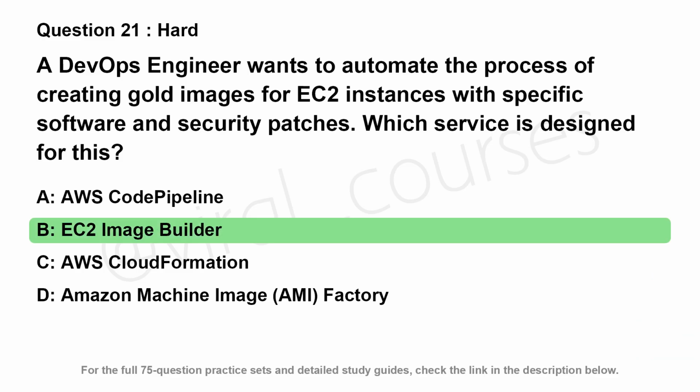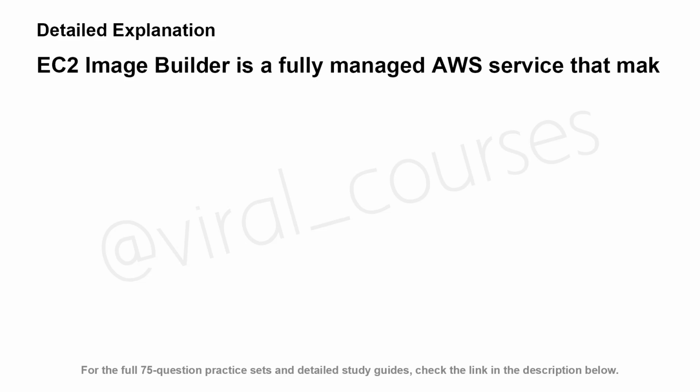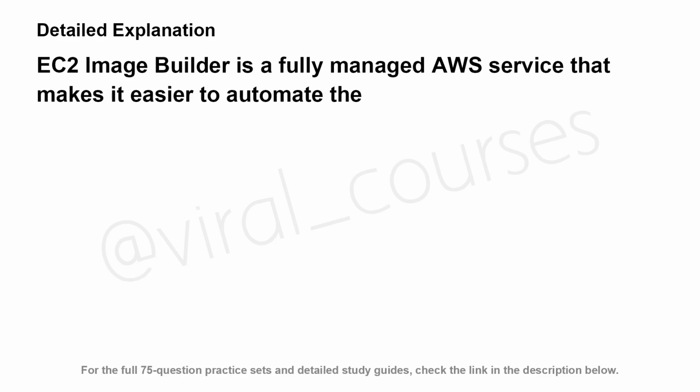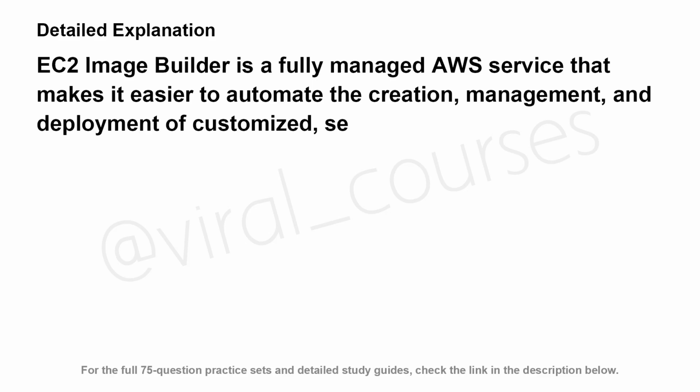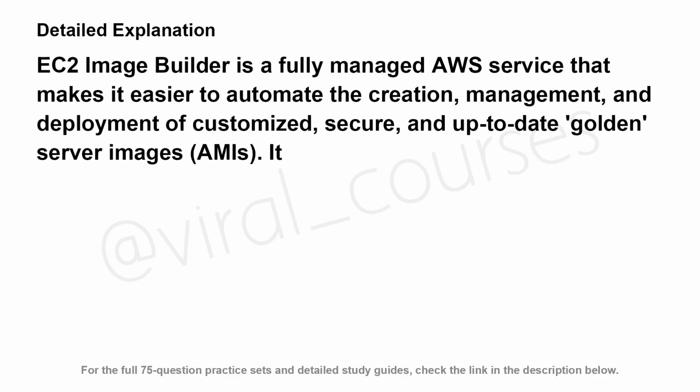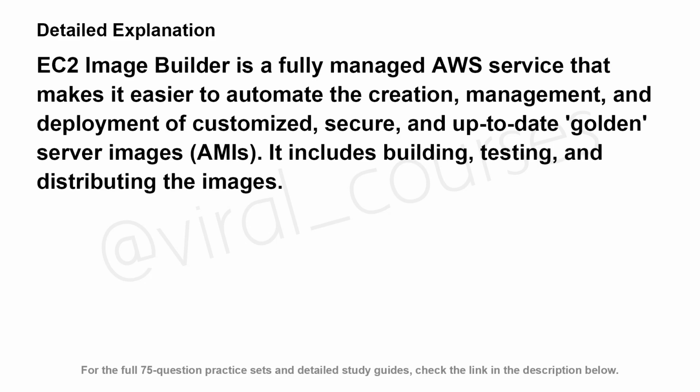The correct answer is B. EC2 Image Builder is a fully managed AWS service that makes it easier to automate the creation, management, and deployment of customized, secure, and up-to-date golden server images, AMIs. It includes building, testing, and distributing the images.